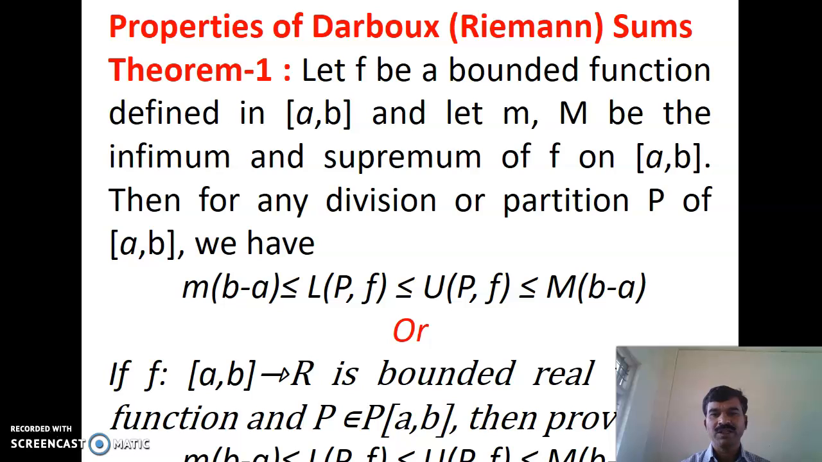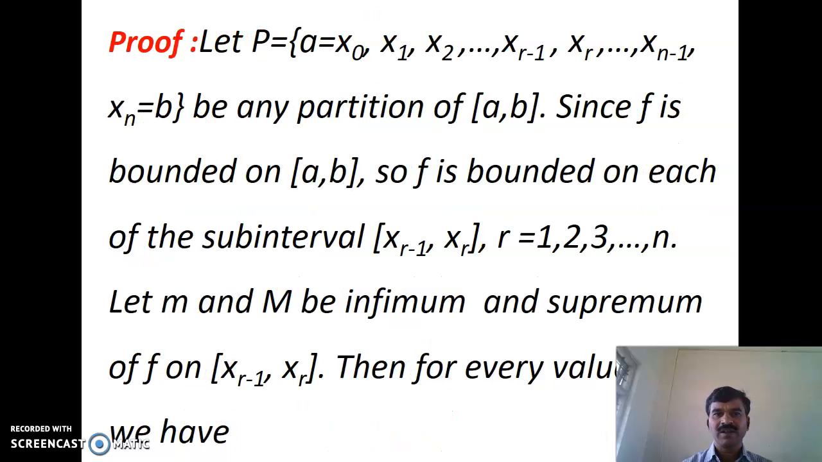Then for any division or partition P of the closed interval [a, b], we have the relation that the lower sum is always less than or equal to the upper sum, and this is also related to m(b - a) and M(b - a). This can also be stated as: let f be bounded and real and P be any partition of [a, b]; then we have this relation. Let us see the proof of this property.